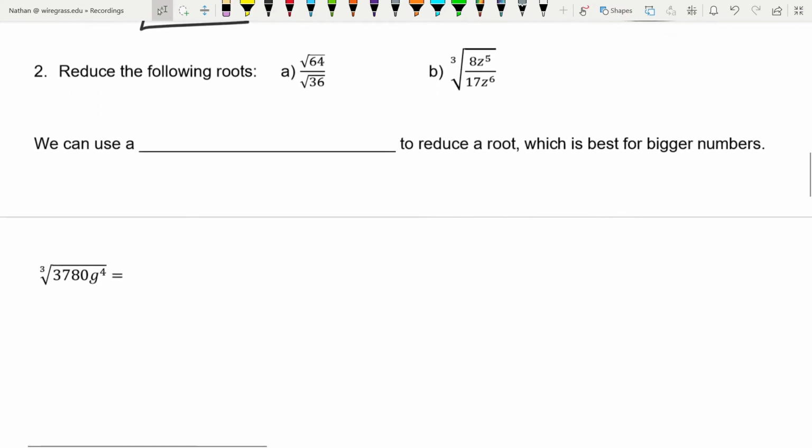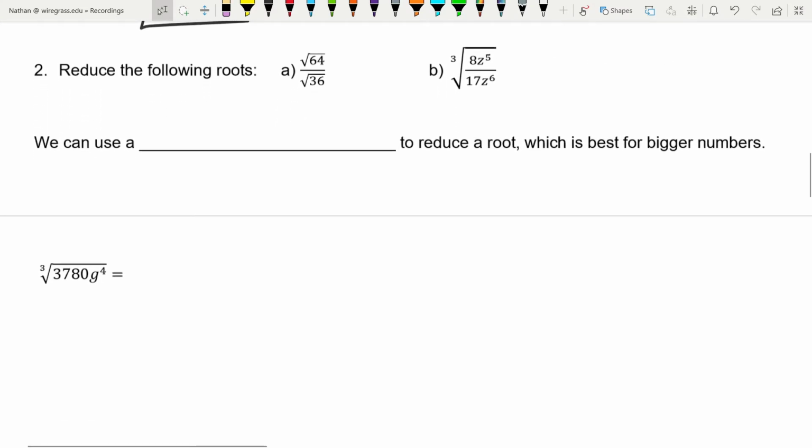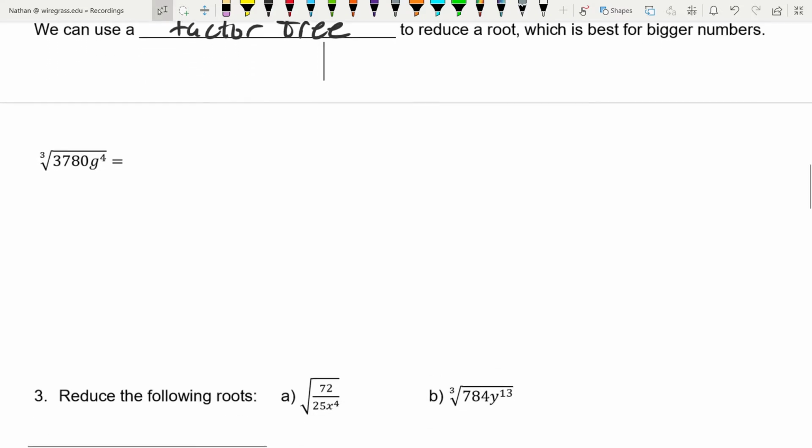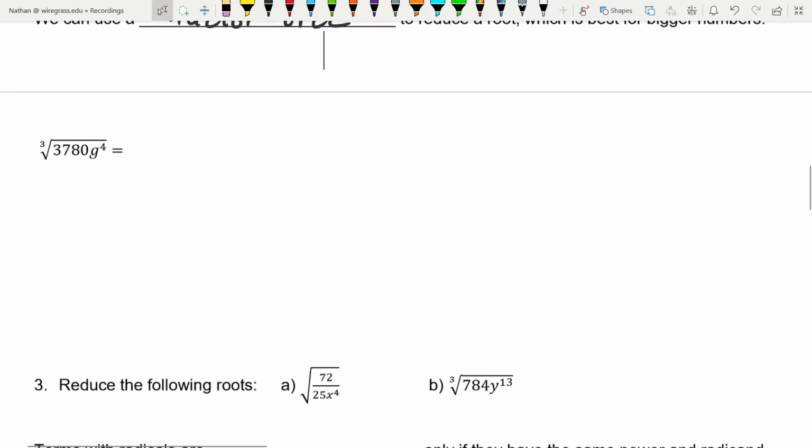Now, I've shown you one way of reducing a radical. That can help if you're familiar with the different powers inside of a number, the different factors inside of a number. But if you don't know that, then what can help is a factor tree. And this helps especially for large numbers like I have here. So I have the cube root of 3780 and g to the 4th. So what I'm going to do is I'm going to take 3780 and I'm just going to look at what's the prime factorization of this thing.